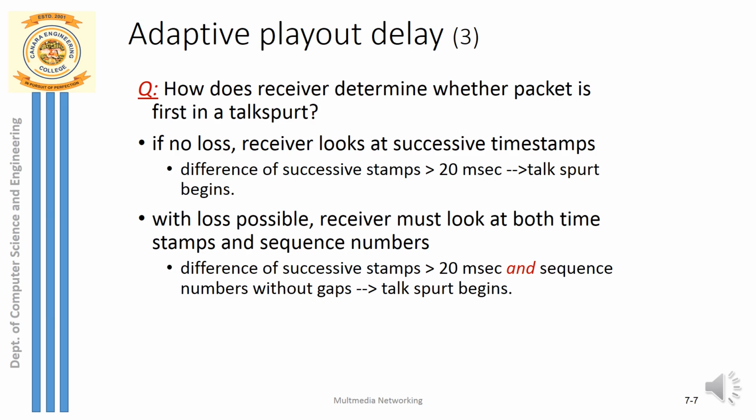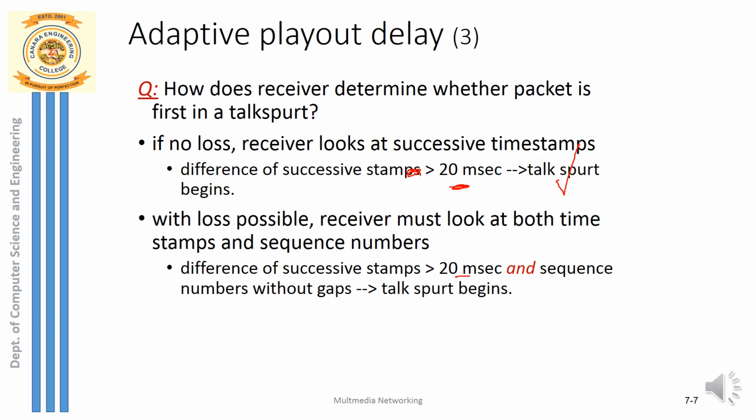This is a small question we have. This is self-study, so you can just go through this. How does the receiver find whether the packet is first in a talking spurt? How can you come to know? Just compare the subsequent packets or chunks that are received. If the gap between the subsequent chunks is 20 milliseconds, you can say that the talking spurt has just begun.